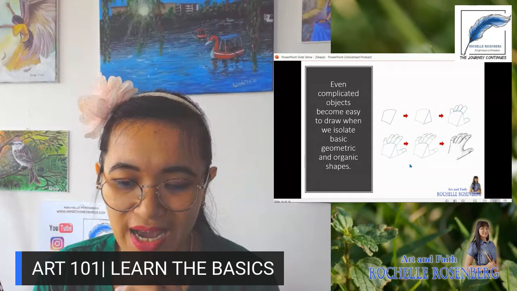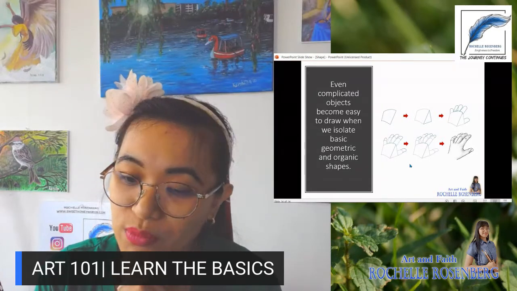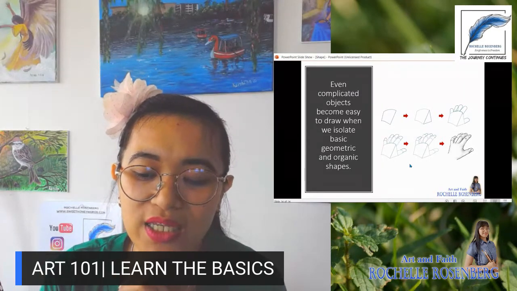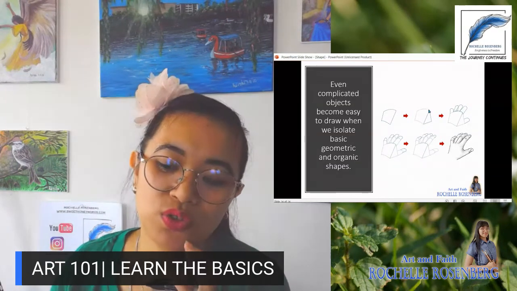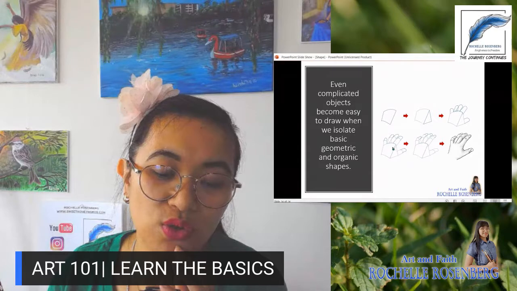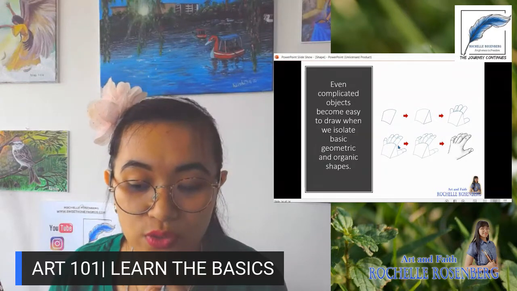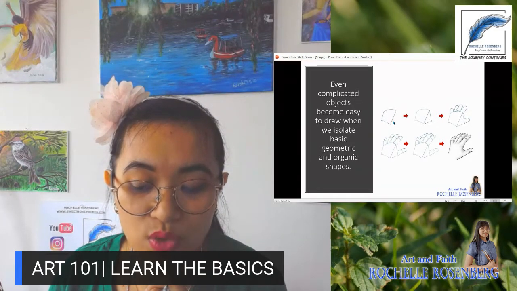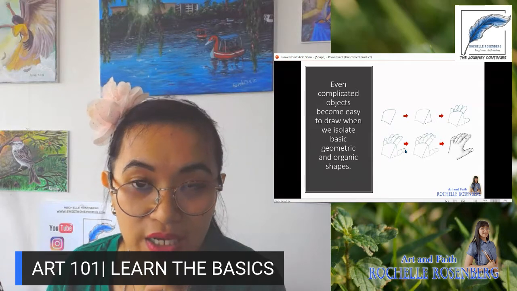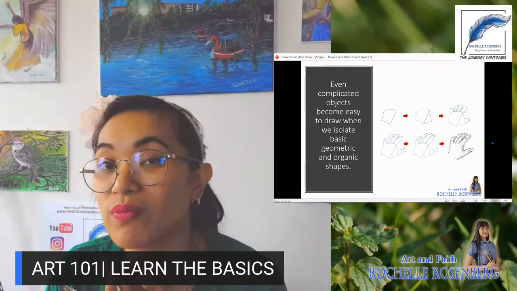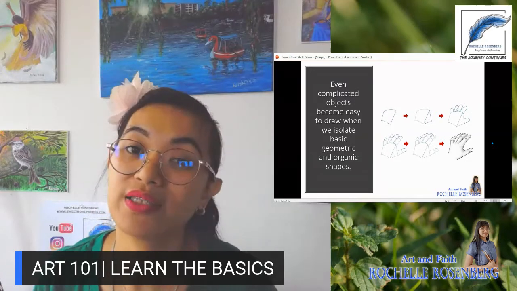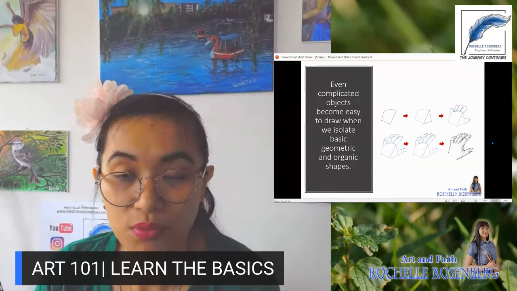Now on the other picture, you can see a hand. Even complicated objects become easy to draw when we isolate basic geometric and organic shapes. If you can see it here, it's already drawn for you with cubes, squares, and cylinders. I hope that from the last time when you learned about lines, you'll be encouraged.